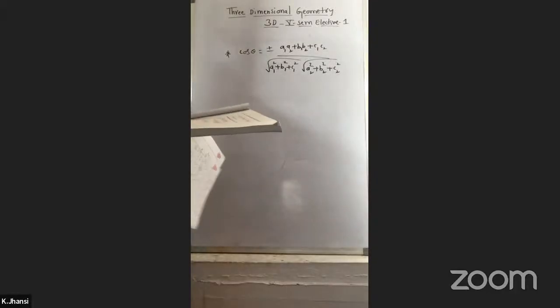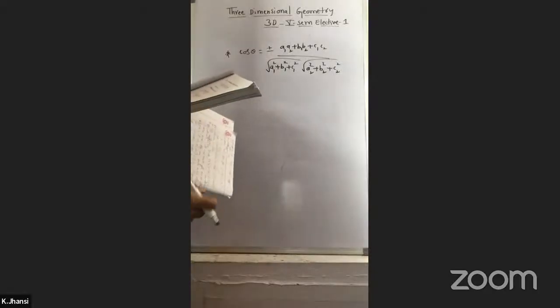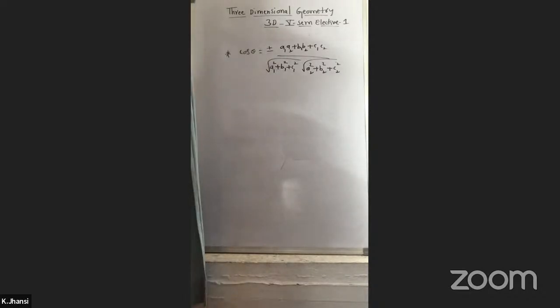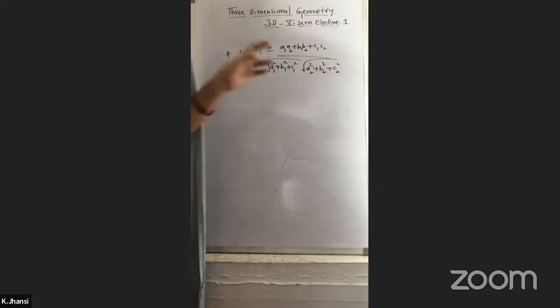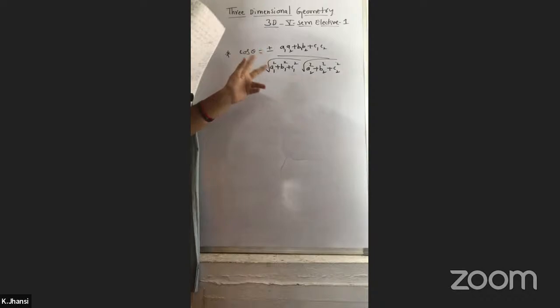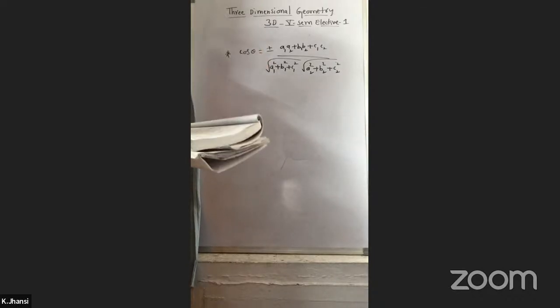Next, cos theta is equal to L1 L2 plus M1 M2 plus N1 N2. This is also a formula, and we can use it with the page number 27. We can find L1 M1 also. It depends on whether the question is asking for direction ratios or direction cosines. If direction ratios are asked, use this formula. If direction cosines, then we have to use L1 M1 N1.